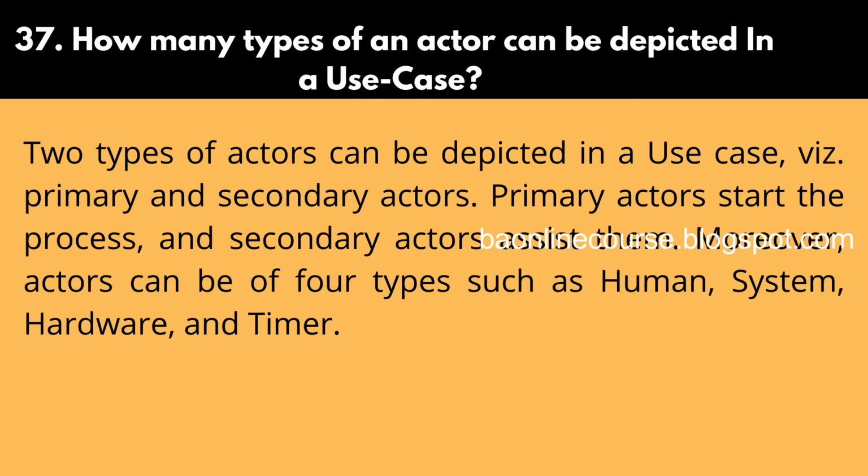Next question number 37. How many types of actor can be depicted in a use case? 2 types of actors can be depicted in a use case, viz. primary and secondary actors. Primary actors start the process, and secondary actors assist them. Moreover, actors can be of four types such as human, system, hardware, and timer.